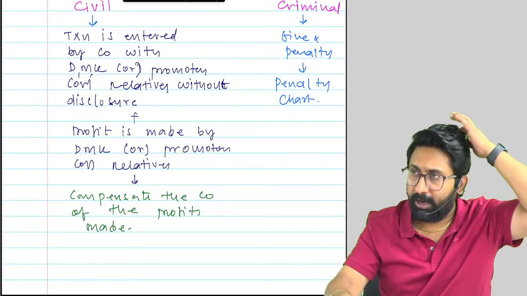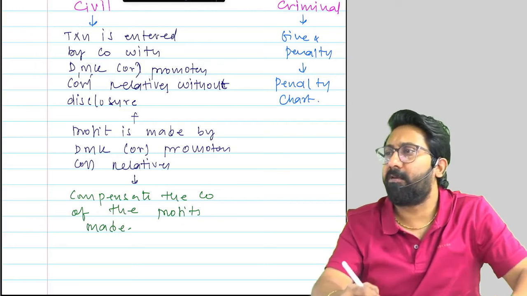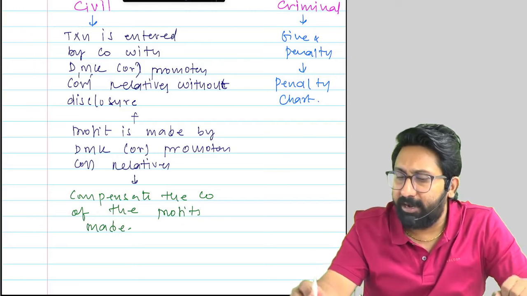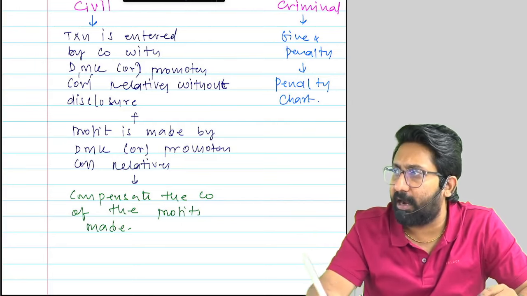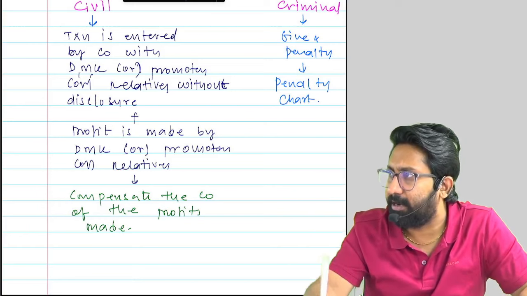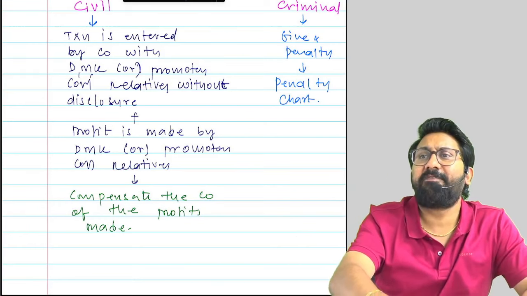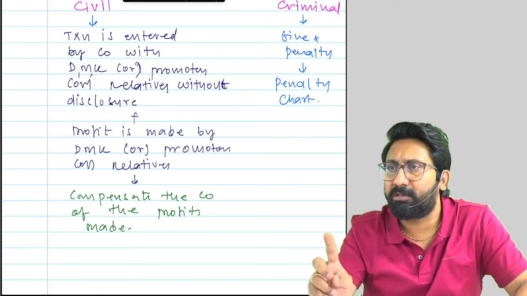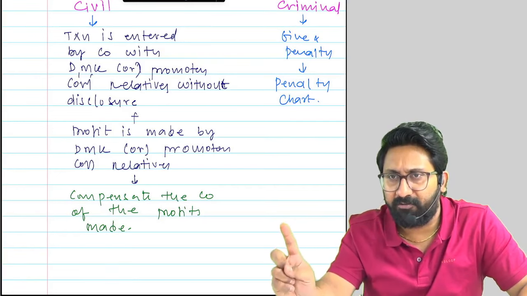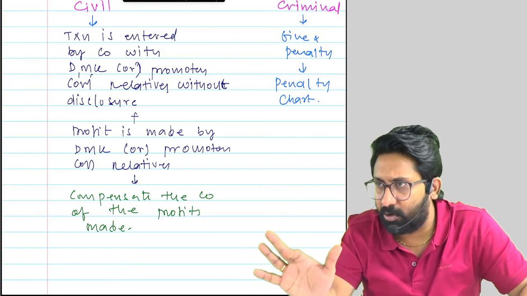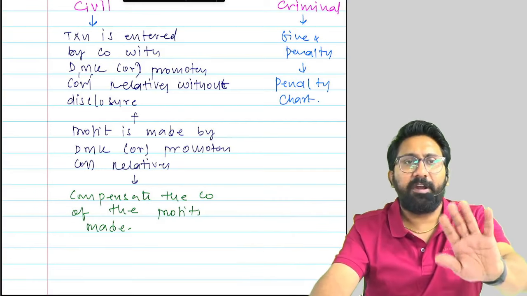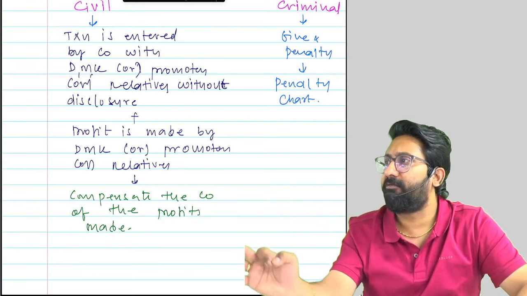Completed? Okay. Sir, what are the sections we completed till now? Can you please tell me? 96, 97, 98, 99, 100, 101, 102. We completed. Next, please listen carefully. Next sections are 103, 104, 105, 106 in the sequence we are going now.